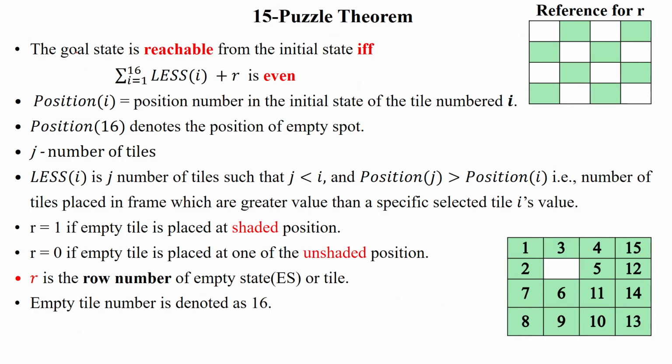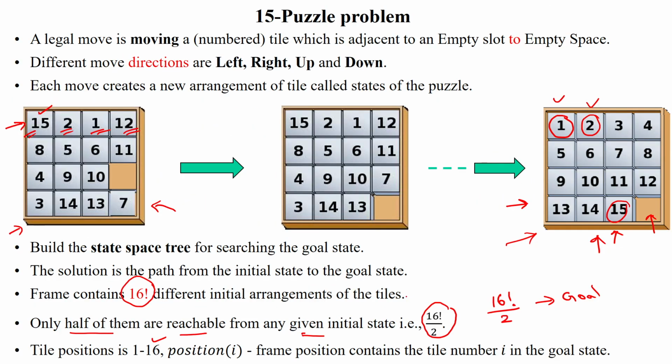Here, whenever we get an initial state, this is one such initial state. So how can we identify whether this initial state can reach the goal state? As per this statement, only 16 factorial by 2 initial arrangements will reach the goal state. The remaining 16 factorial divided by 2 arrangements cannot reach the goal state. That means we cannot arrange those 16 factorial by 2 tile arrangements into this particular sequential order.